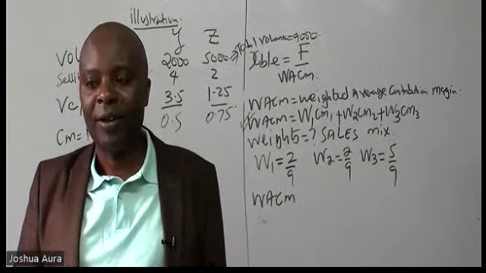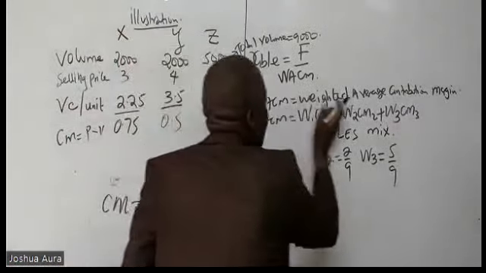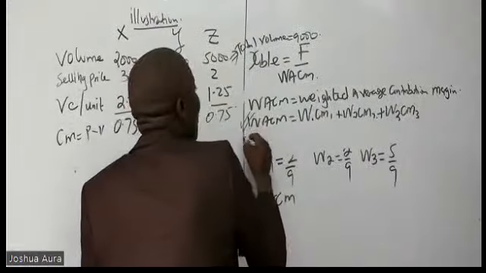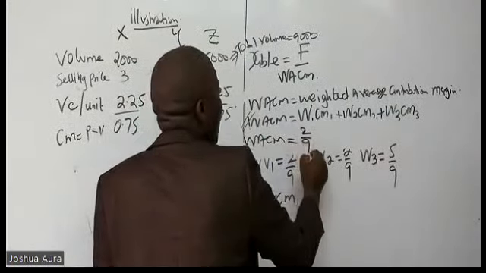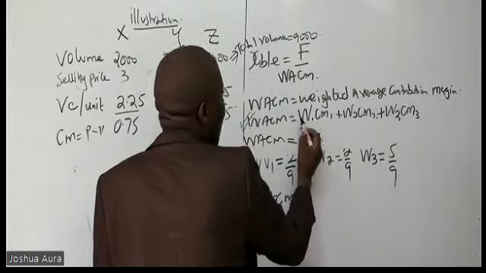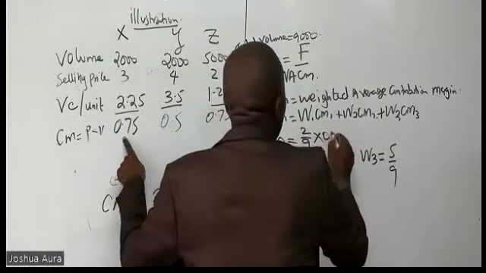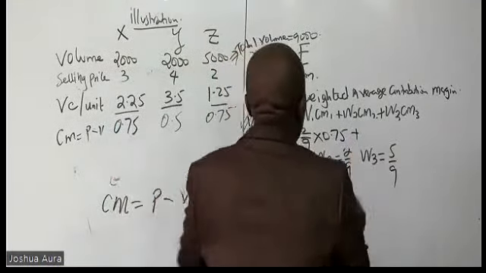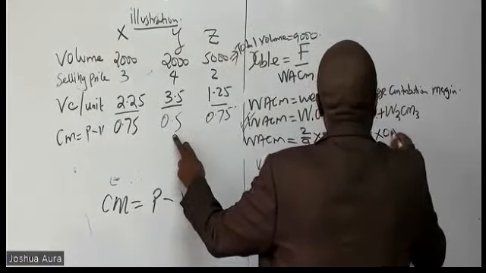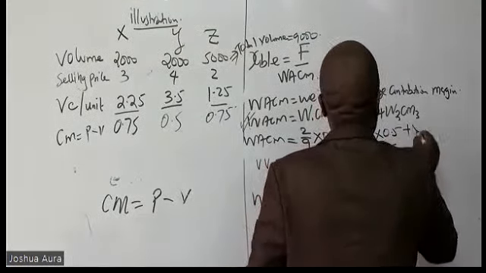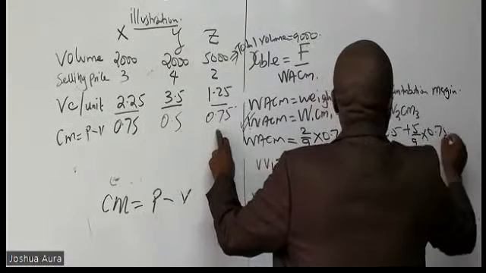0.695, right? Remember what I'm doing? I'm basically plugging in, substituting here. So my working here will be equal to weight 1, which is 2/9, times contribution margin 1, which is 0.75, plus weight 2, which is 2 over 9, times contribution margin 2, which is 0.5, plus weight 3, which is 5 over 9, times the third contribution margin here, which is 0.75.